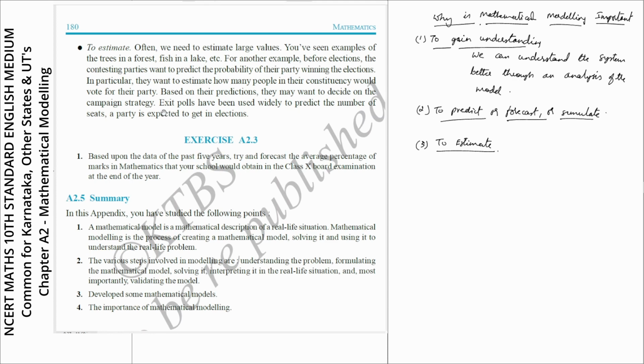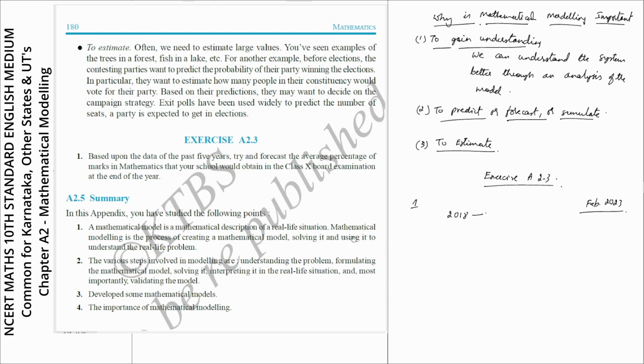Also here you can see exit polls have been used widely to predict the number of seats a party is expected to get in an election. So exit polls are the election results which are told before the actual results themselves. After the election and before the results are announced, there will be exit polls, and in those exit polls they will predict which party will win and how many seats they will get. So this is all done using some mathematical model.